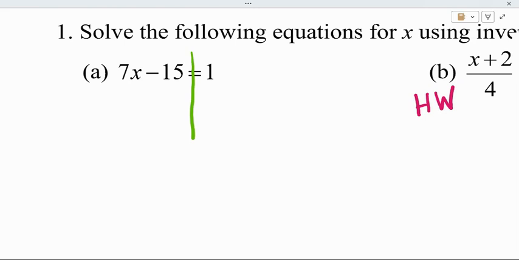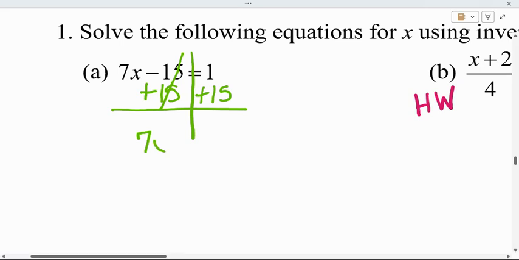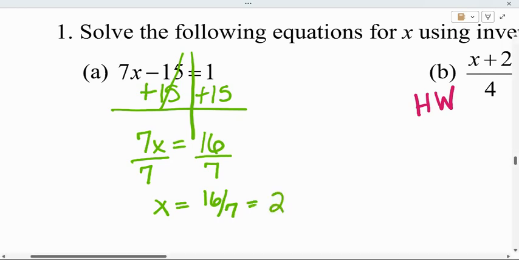Add 15. Good job. We're going to add 15. When I do that, I have 7x equals 16. What do you want to do next? Go ahead, Ariana. Yeah, divide by 7. Who has a calculator out? Okay, I want someone to put 16 divided by 7 in their calculator. Go ahead. What do you get?